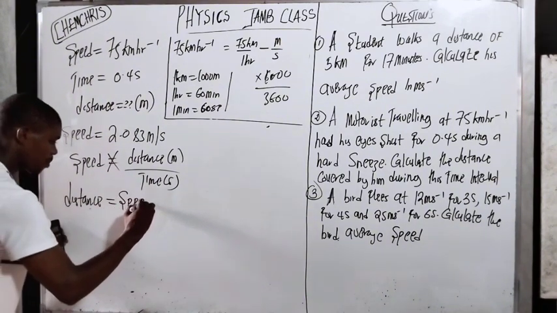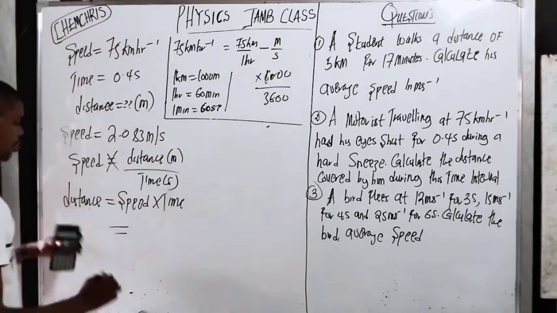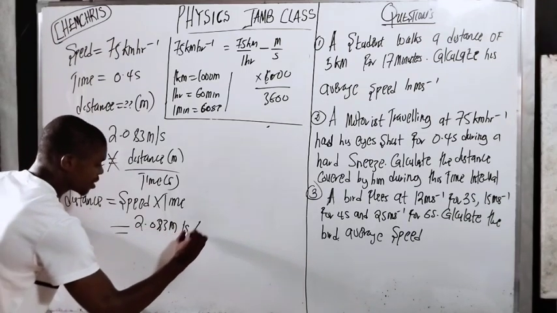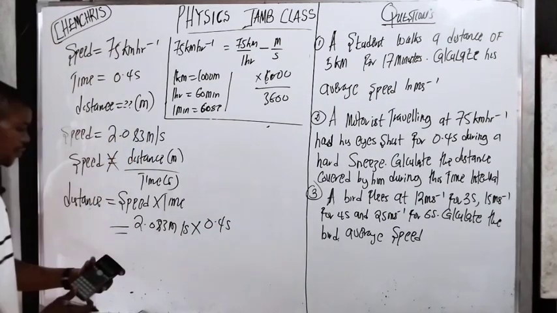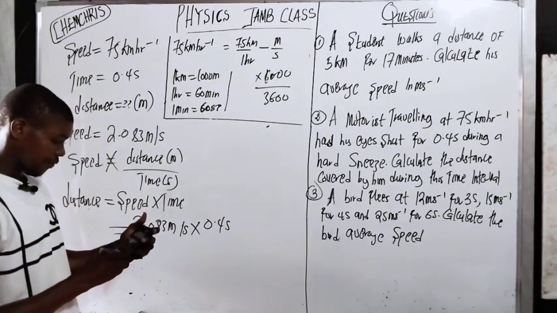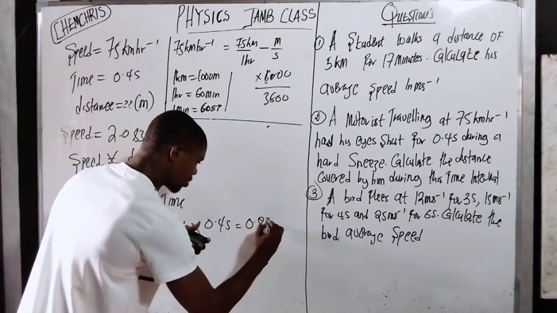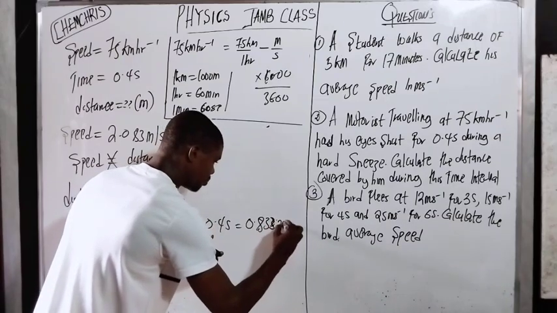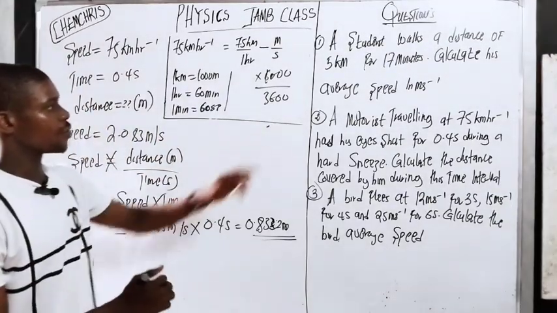distance equals speed times time, right? So my speed is 2.083 meter per second times my time, which is 0.4 seconds here. So 2.083 times 0.4 is 0.833 meter. That is the answer here. So that is the answer for number 2.